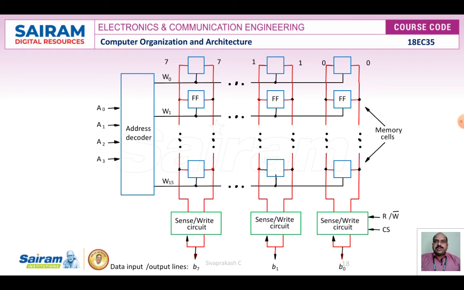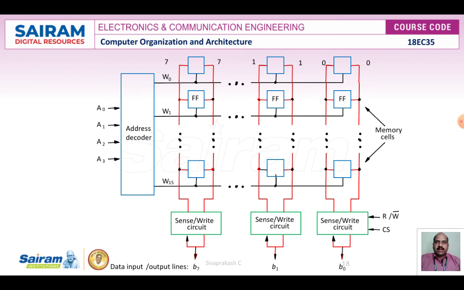Here two control lines are present. One is called R/W bar, read/write bar, and the other is CS, chip select. These are the two control lines provided in addition to the address and data lines. The read/write bar input specifies the required operation, and the chip select input selects a given chip in a multi-chip system, as presented in this diagram.